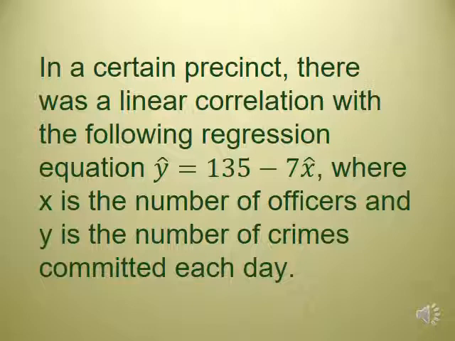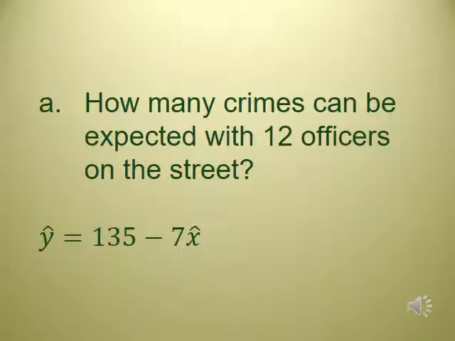It says in a certain precinct there was a linear correlation with the regression equation y equals 135 minus 7x, where x is the number of officers and y is the number of crimes that were committed each day. So if you tell me how many cops there are on the street, I can tell you how many crimes there's likely to be. We're going to look at three questions related to this situation.